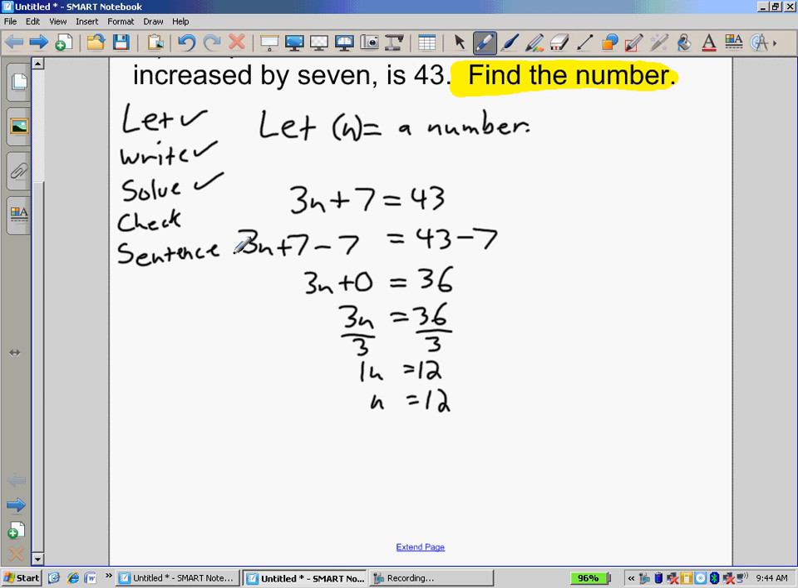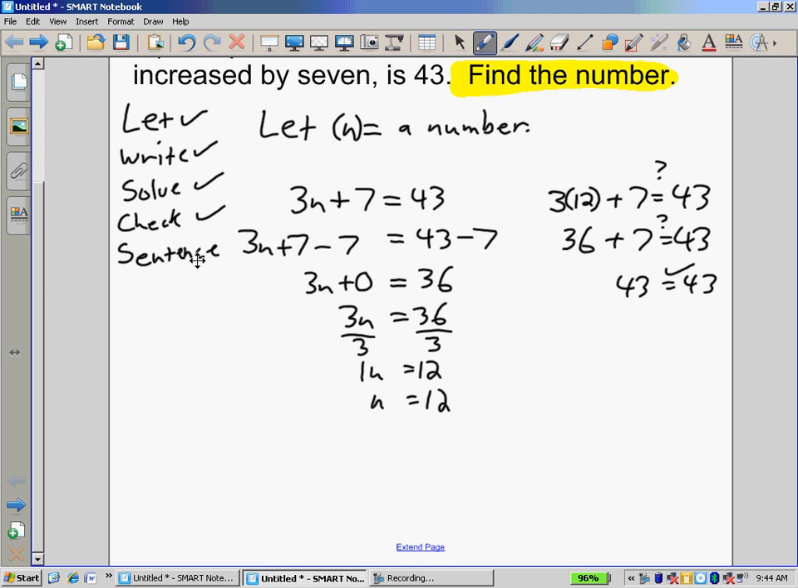Fantastic, we've solved. Now we want to make sure that we've solved this correctly, so we're going to check. Rewrite the equation, but don't put the variable. We're just going to put an open parentheses. So n equals 12, plug in the 12. Now I'm not sure that this is true, so I'm just going to put a little question mark. I think it is. 3 times 12 is 36, plus 7 equals 43. Again, not 100% sure. 36 plus 7, yep, that's 43. So I'm going in the right direction.